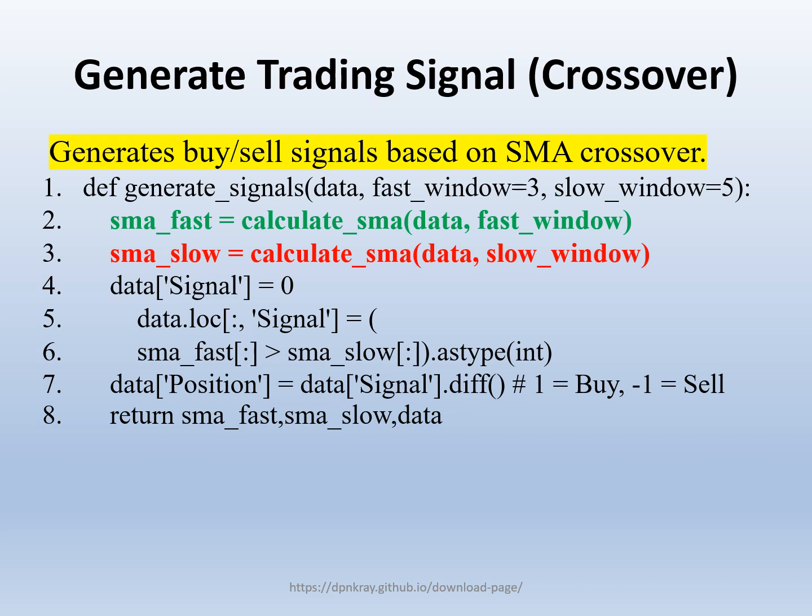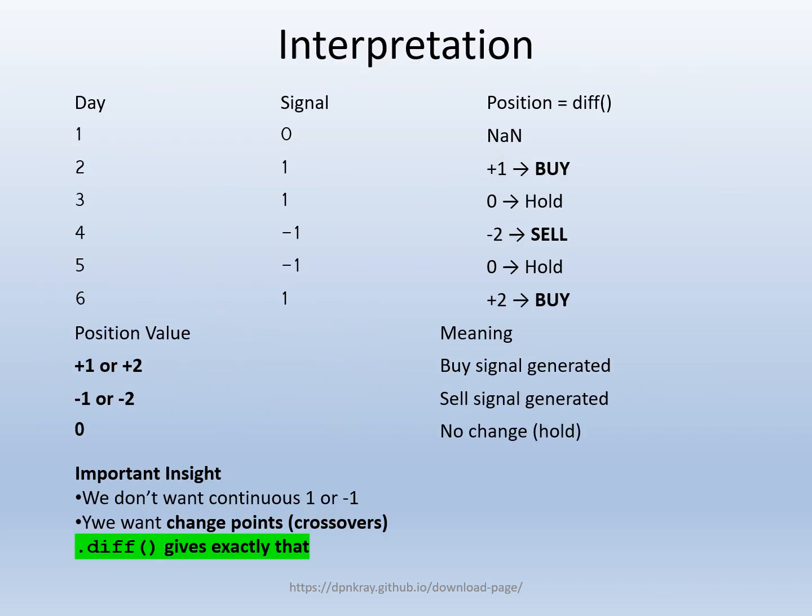Then I have assigned the value of when fast SMA is greater than slow SMA, that is true and false, to a variable signal, and then we have calculated position on the basis of this signal when there is a changeover with the function .diff. So what will happen? It will create a table. Say for the first day when it is 0, nothing will happen. Then there is a change of 1, so plus 1, that is buy.